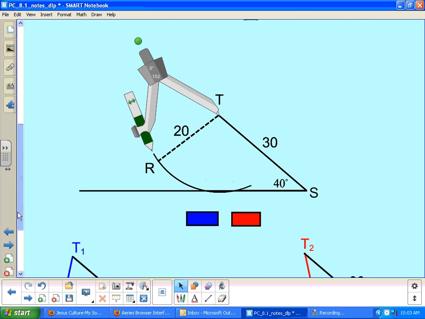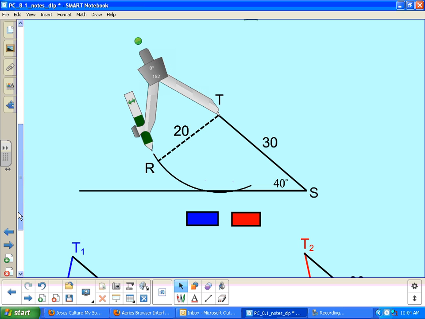So here we have our gigantic compass. Now this is actually drawn to scale. So that 40 angle is actually 40 degrees, and this 30 length is actually a scale 30 length, and this 20 length is actually to scale. Notice that I drew the 20 as this dashed line, because that's the swinging part of the compass. This is the angle that's fluctuating, angle T. We said that that's a variable angle.